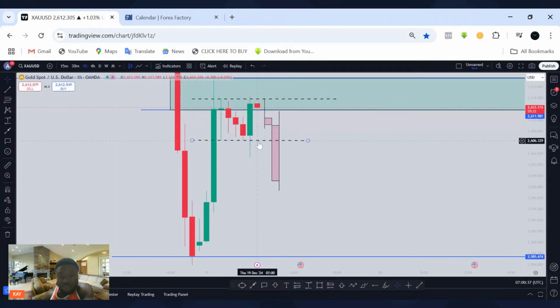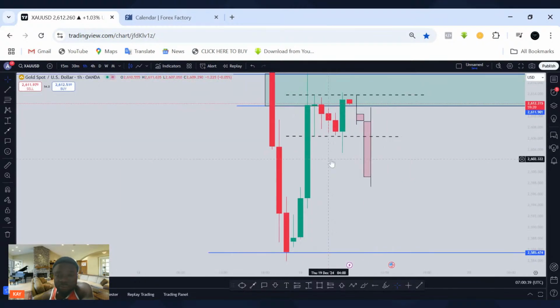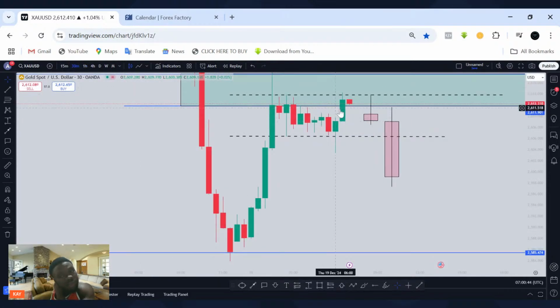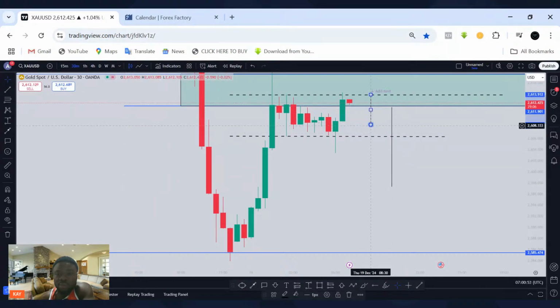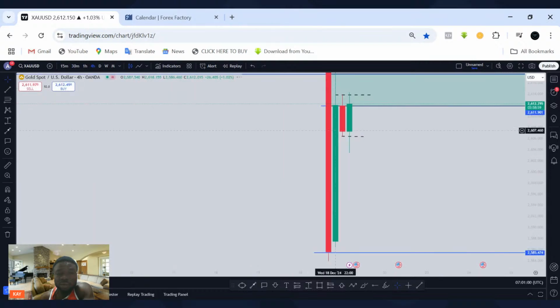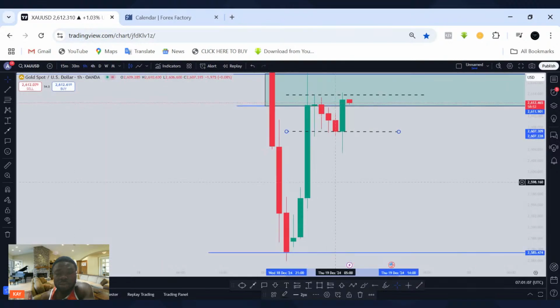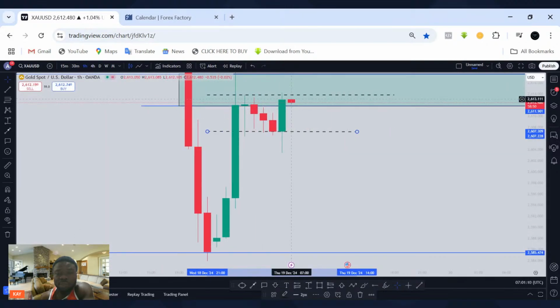At what point can I even enter a sell? So now maybe I'll wait for the candle, maybe the 30-minute candle to break. So this is where the flip is going to be. If you look at the H4 time frame, this is the point you are going to be having a flip.